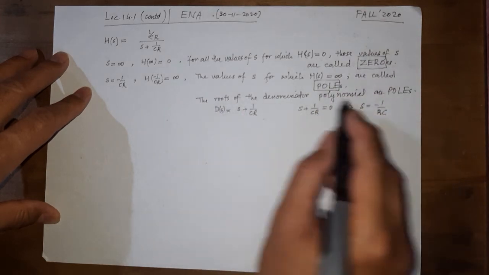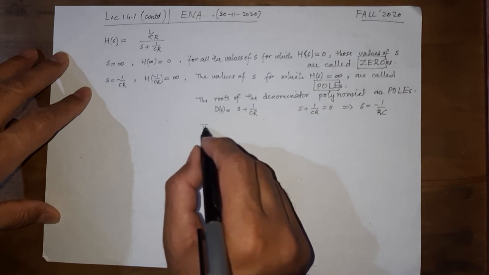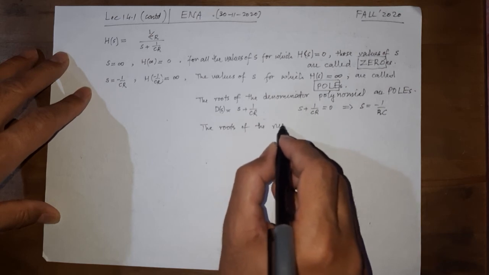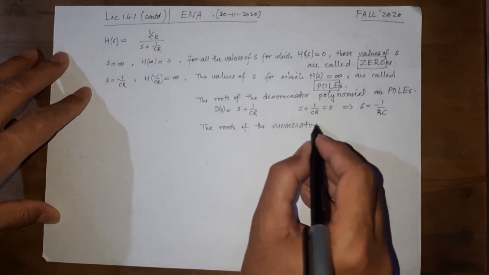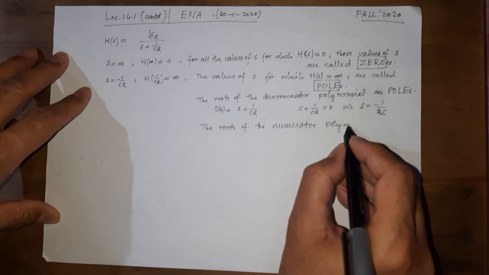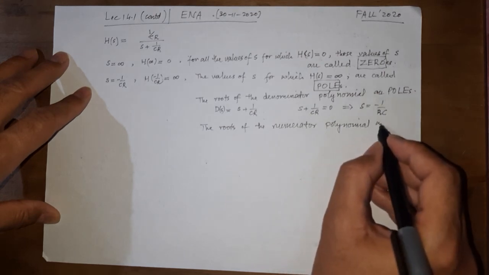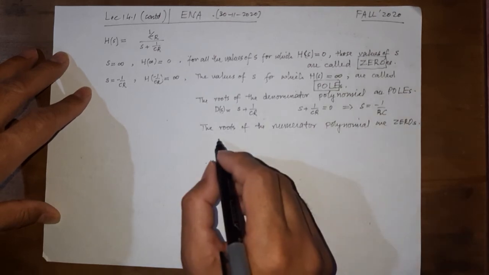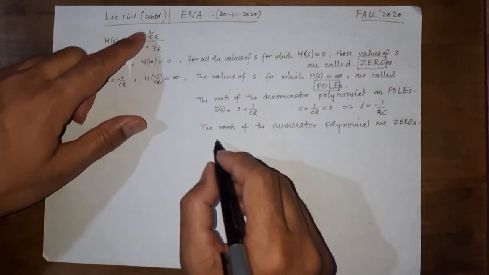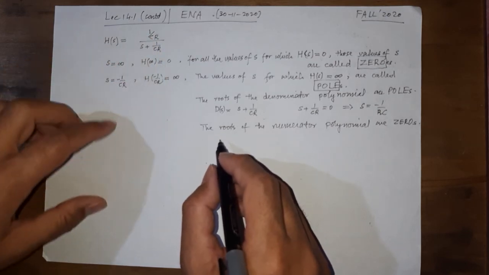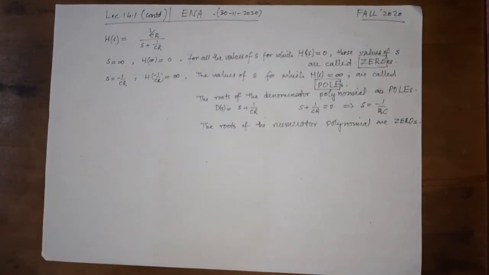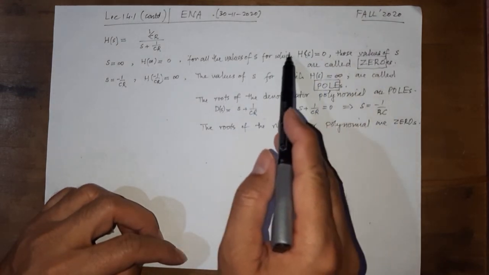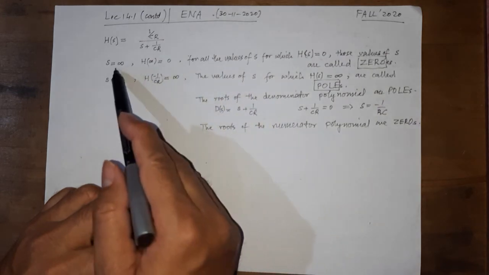And similarly, with this definition, we will soon see that the roots of the numerator polynomial are called zeros. So in this case, we don't have a numerator polynomial, there is no s here. So basically there is no finite zero here. We have only one zero, and that is at s is equal to infinity.